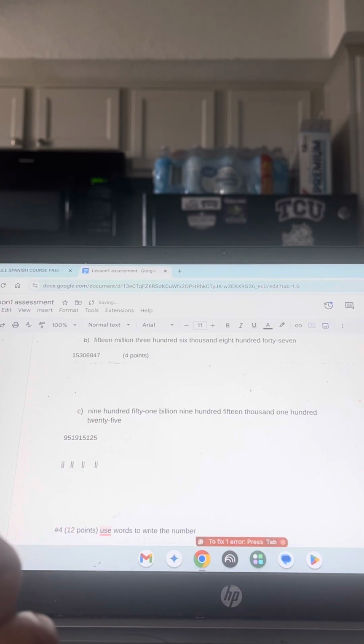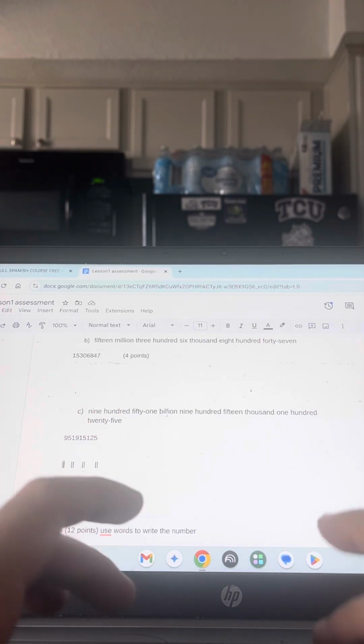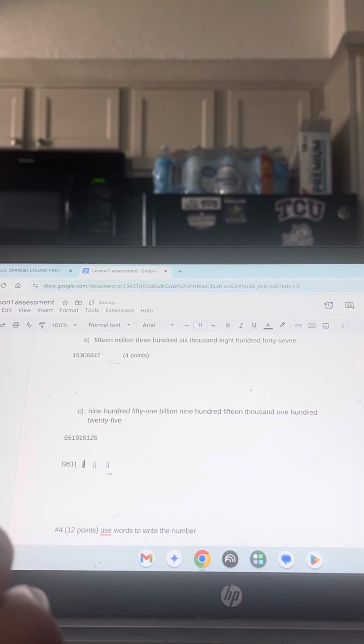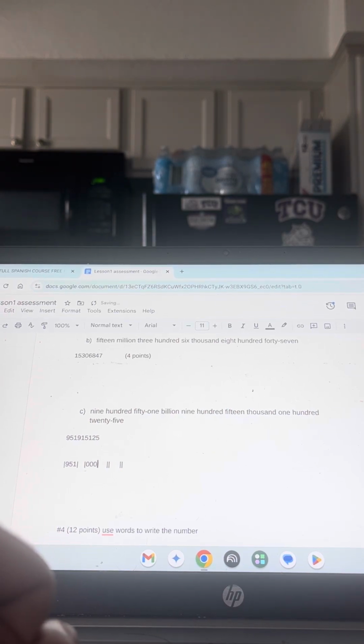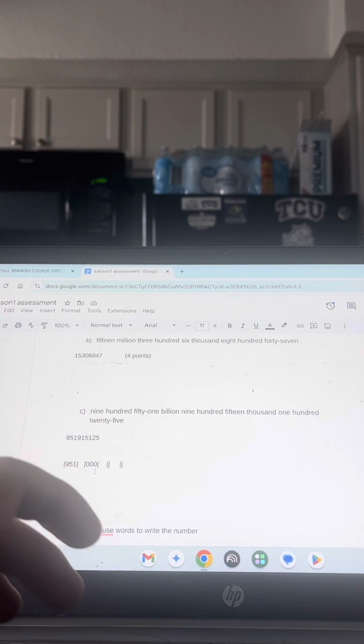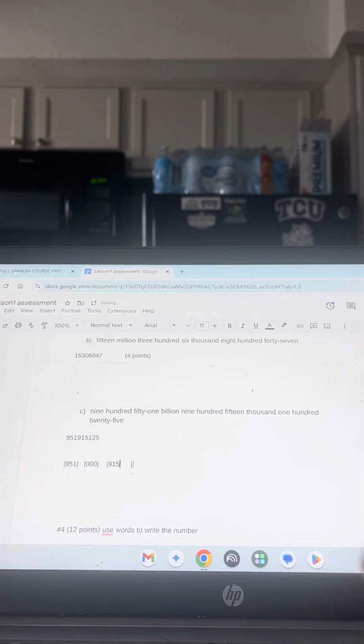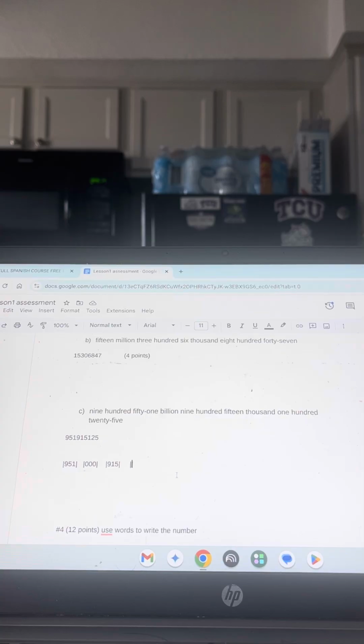Okay? What would I put in the billions column? 951 billion. 951. What would I put in the millions column? Well, I don't see a million anywhere in this problem. So I'm just going to put 3 zeros. Because remember, you got to have 3 digits in each column. Now, 915,000 goes in the thousands column. What goes in the hundreds column? 125. Okay. 125 goes in this column. So your final answer should have been this.